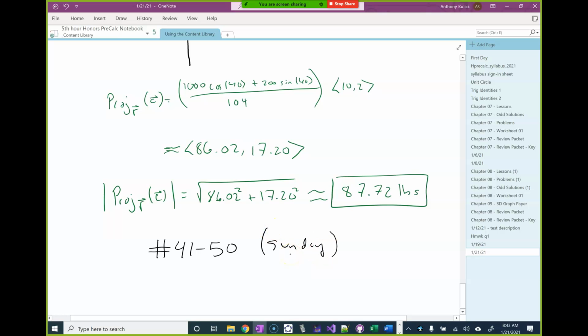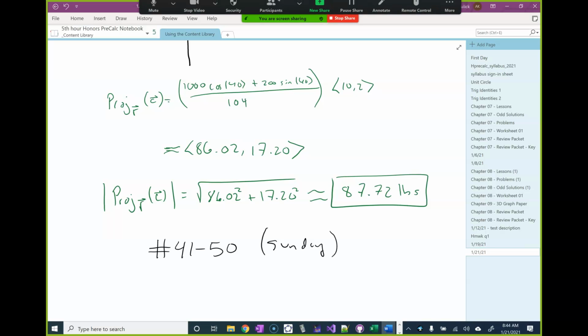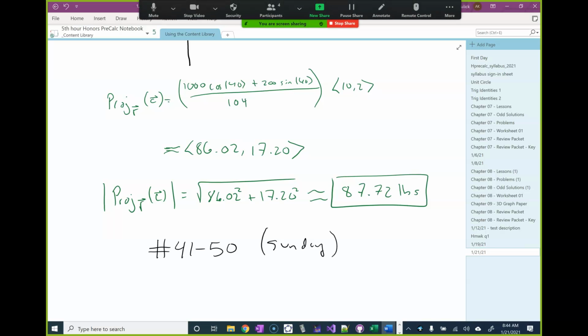So for Sunday's homework check, I'd like you to do, in addition to the previously assigned problems, 41 to 50. 4 of those are just calculate this projection, just use the formula, here are some numbers. And the other 6 problems are story problems. Okay, so that's that.